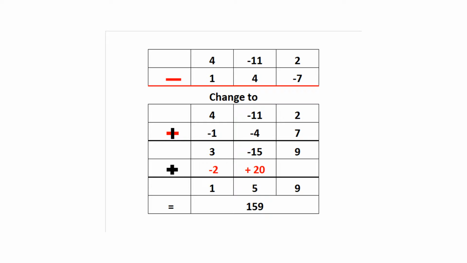Now we will add these numbers up. 2 plus 7 is 9. -11 plus a -4 is -15. And 4 plus a -1 is 3. 3, -15, 9 is a positive integer. So we must add 20 to the -15. And since we've added 20, we must take away -2 in the next column to the left. And our final tuple will be 3 plus a -2 is 1. -15 plus 20 is 5, and we have the 9. Our final answer is 159.